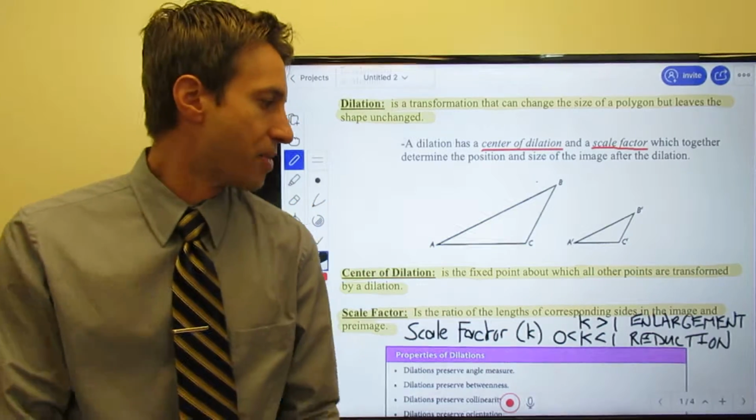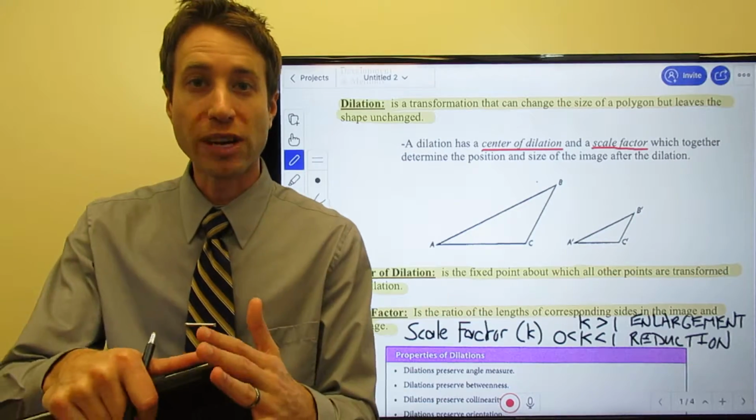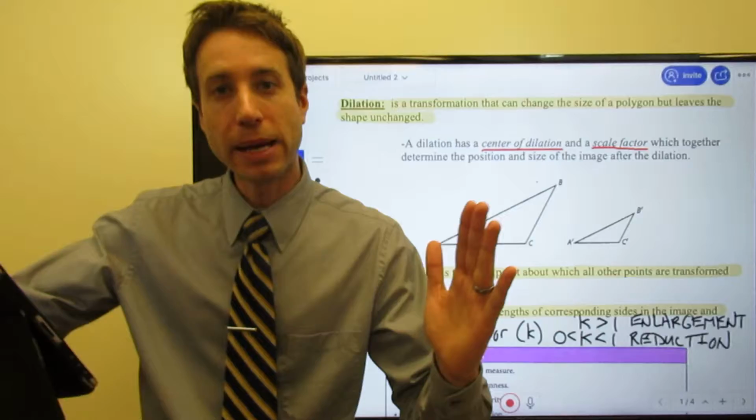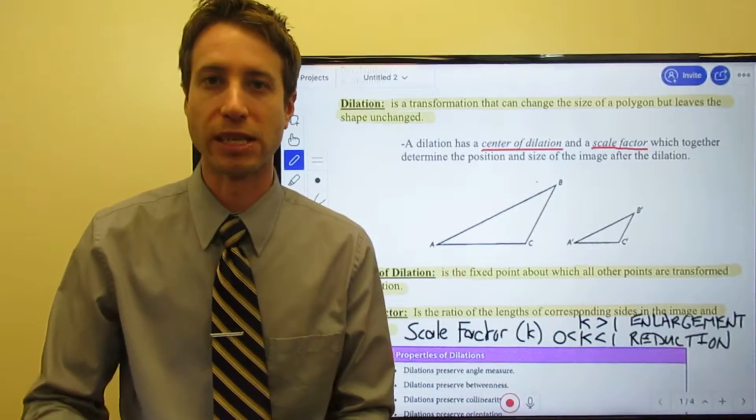Right? So that's the idea behind a scale factor. It's going to be given the symbol k. It can either enlarge the object if k is greater than 1, or it will make the object smaller if k is a fraction, a number between 0 and 1.